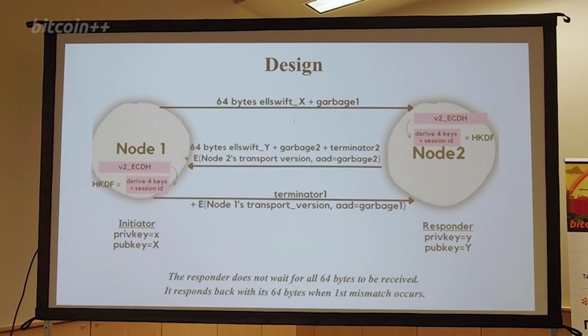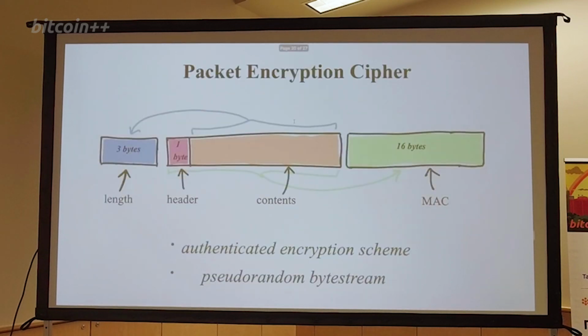So what node 2 does is, when it receives the alligator swift bytes, it checks whether there's a mismatch from that first 16 bytes of the network magic and the command VERSION. When the first mismatch happens, it immediately responds back with its alligator swift bytes. In most cases, the mismatch would happen in the very first byte. So you immediately get a response back from the other node after the first byte itself. That's what happens in most scenarios. So yeah, that's the design.